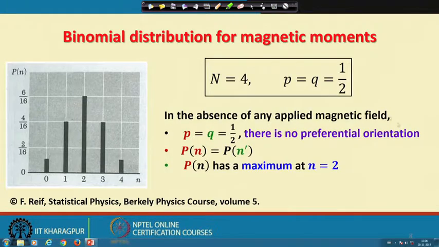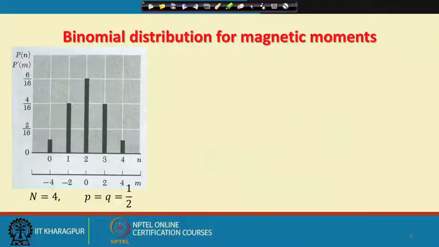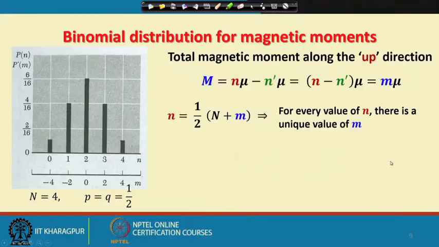We measure the total magnetic moment, so it is not small n that you talk about, rather you talk about the value of the total magnetic moment of the system. It is possible to show that a binomial distribution that is describing P of n can be very easily used to describe the P of m, that is the distribution of the magnetic moment. So, let us see how this can be done.